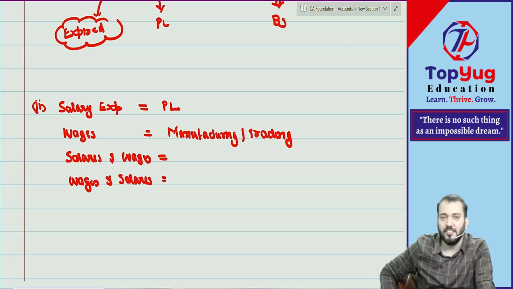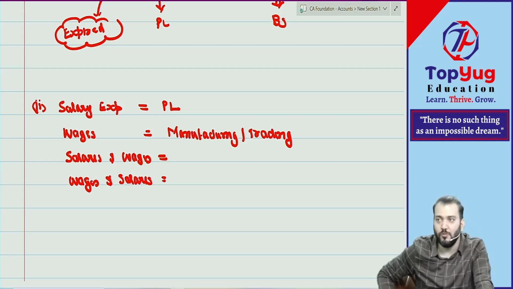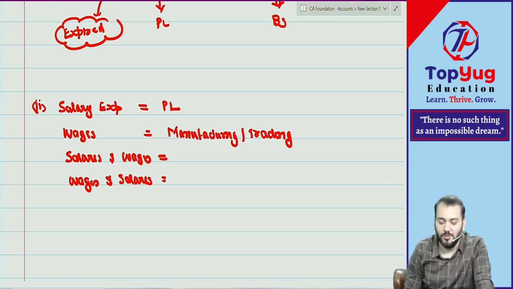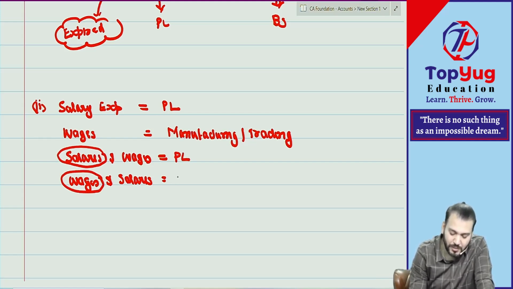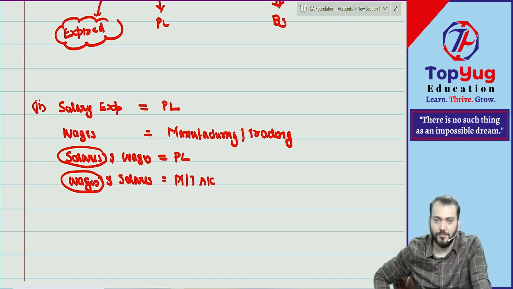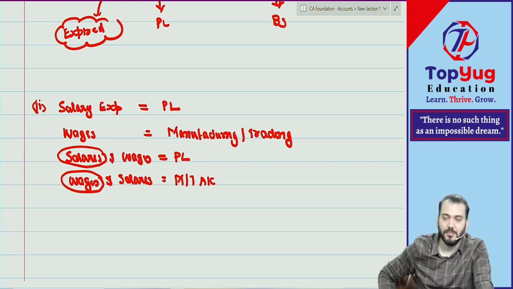If salaries and wages are given as 10,000, so 5,000 will go to what? And 5,000 will go to what? No, no, no. So what will we do? Whenever salaries and wages are given, we'll give importance to what? And this will go to what? Whenever wages or salary are given, we'll give importance to what? And this will go to what? Manufacturing or trading account. This is only from the examination point of view.